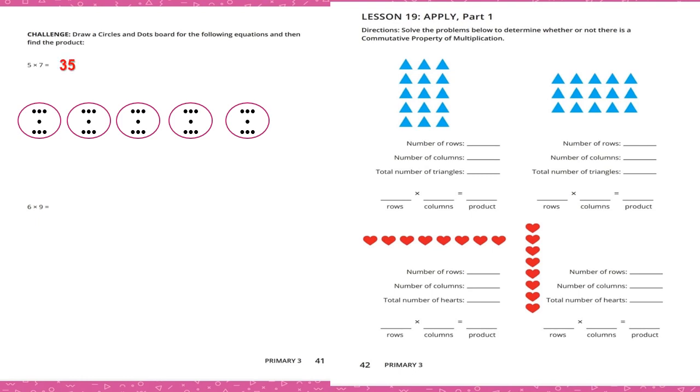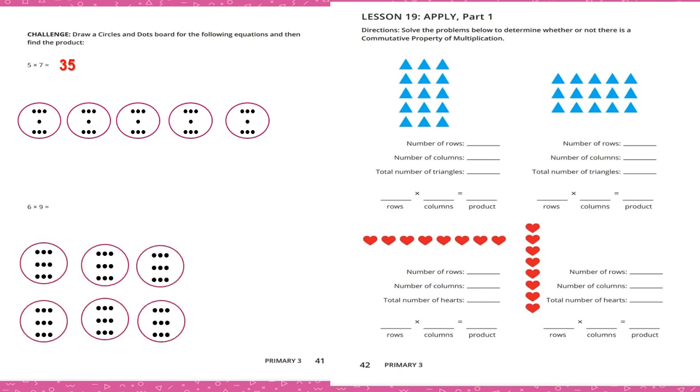5 times 7, 35. Here 6 times 9. For 6 times 9, I can choose 6 for groups and 9 for dots. So I have 6 groups here. Inside each group I have 9 dots. Let's find the total. 6 times 9, 54. This is from the timetable.